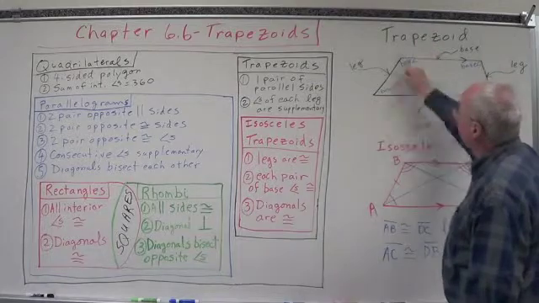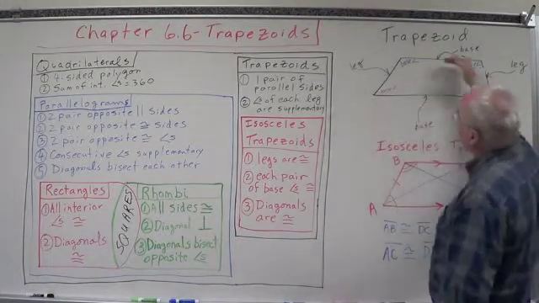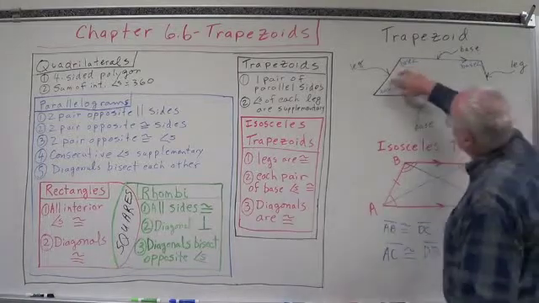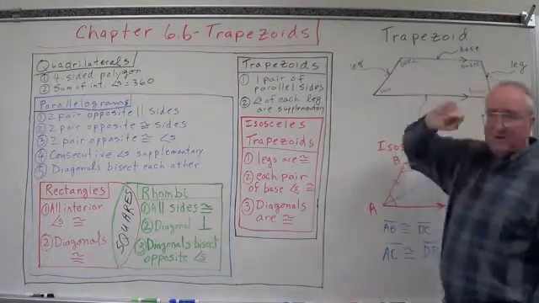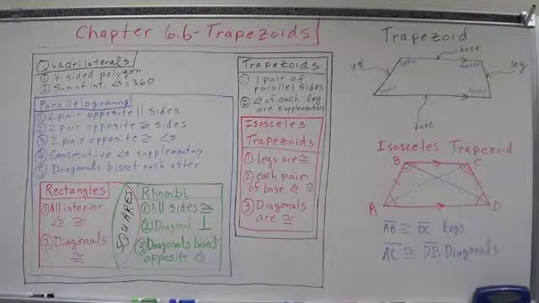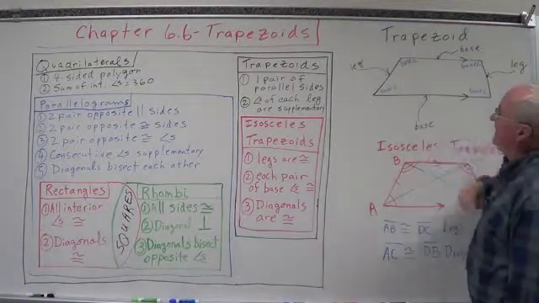Why? Because the leg is a transversal cutting two parallel lines, and these two angles represent same-side interior angles. What do you know about same-side interior angles of parallel lines cut by a transversal? Same-side interior angles of parallel lines cut by a transversal are supplementary. Therefore, you shouldn't even really have to say it, you should know it, okay?